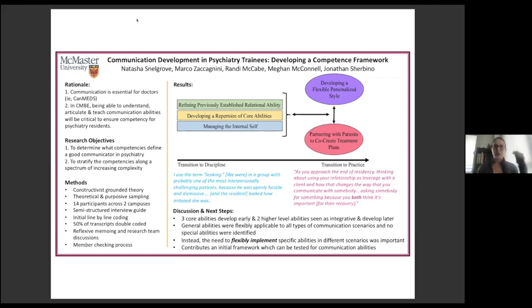Interestingly enough, we did look at context dependence and didn't find any of that was identified. Instead, there was really this need to flexibly implement different skills in different scenarios that seems to be most important for psychiatric trainees. So my hope is that this contributes an initial framework for the development of psychiatric communication abilities that can then be tested and hopefully used both for curriculum as well as assessment development. So with that, I am happy to take any questions. Thank you.